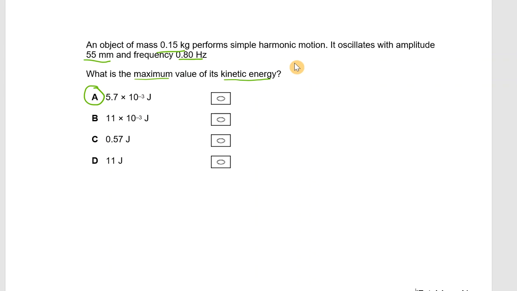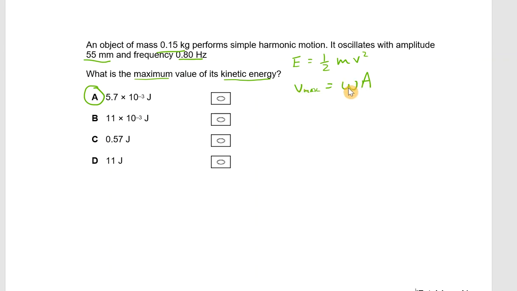If I'm going to work out its kinetic energy, I'm going to use the equation: kinetic energy is a half times mass times velocity squared. And I know the mass, I'm told the mass, but I don't know the velocity. I could use the velocity from simple harmonic motion. The maximum velocity is going to be equal to the angular velocity multiplied by the amplitude.